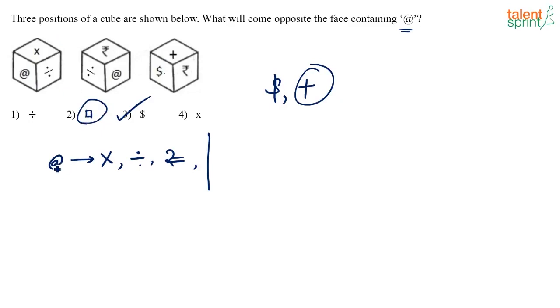See what is given, at the rate of. What is adjacent to this, which are the faces adjacent to this? Multiplication, division, right, and rupee symbol. So all these are adjacent. So every face has 4 adjacent faces. So the fourth adjacent face has to be either this dollar symbol or this plus symbol. I don't know which one it is. Looking at the options, they have not given plus for sure. They are obviously asking for the opposite face containing at the rate of. So it's not plus, means what should it be? It has to be dollar. Directly you can mark the answer as option 3. Clear? The next question?